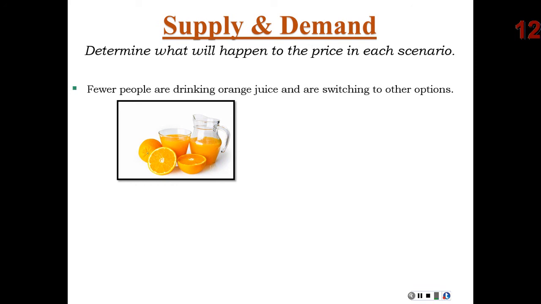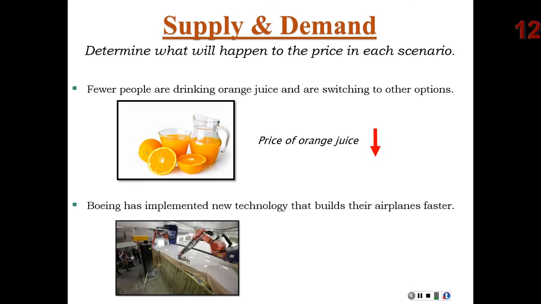Okay, demand is decreasing. This is the number of people in line. As the number of people in a checkout line goes down, what happens to price? Price goes down. Okay, so again, we can predict that the price of orange juice would go down as demand decreases away from it.